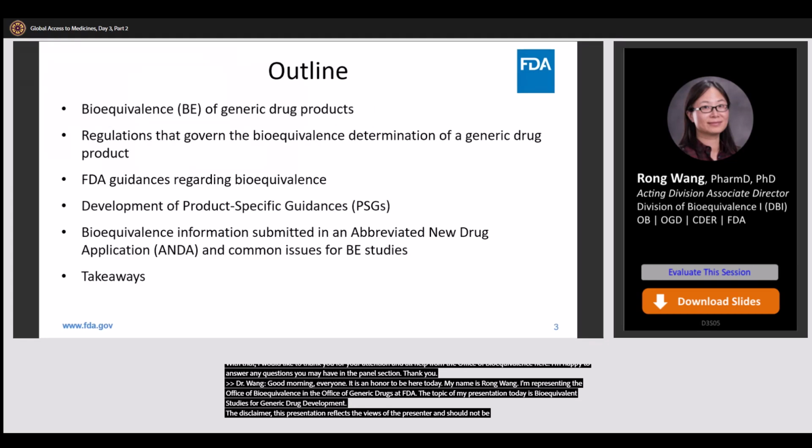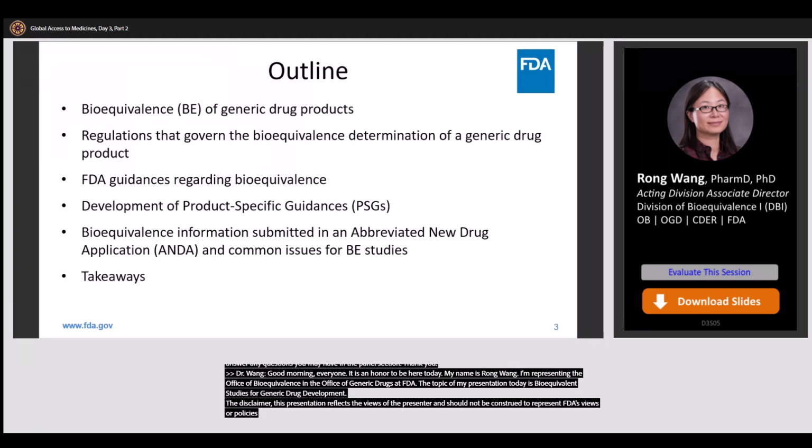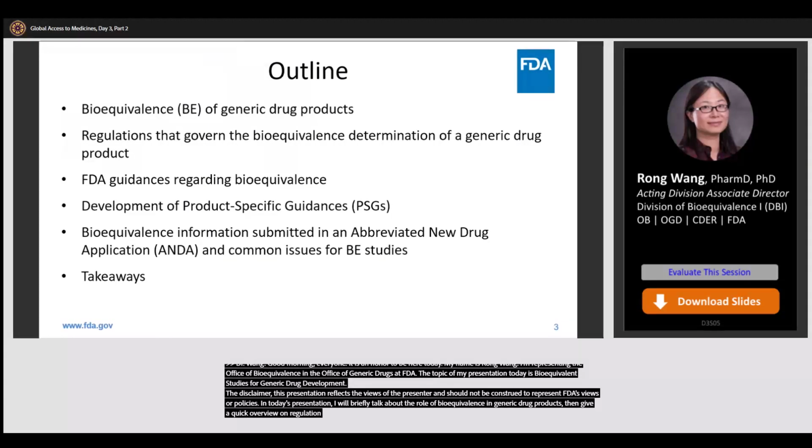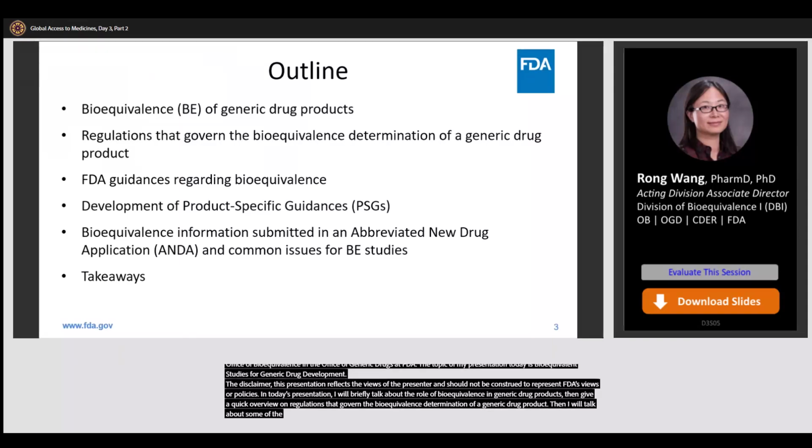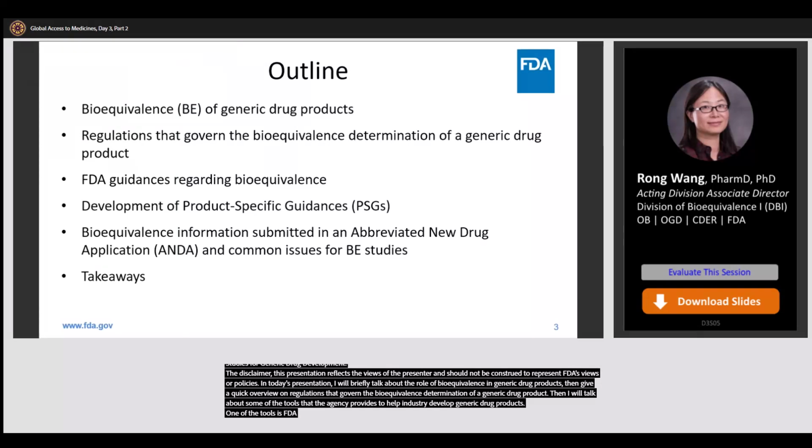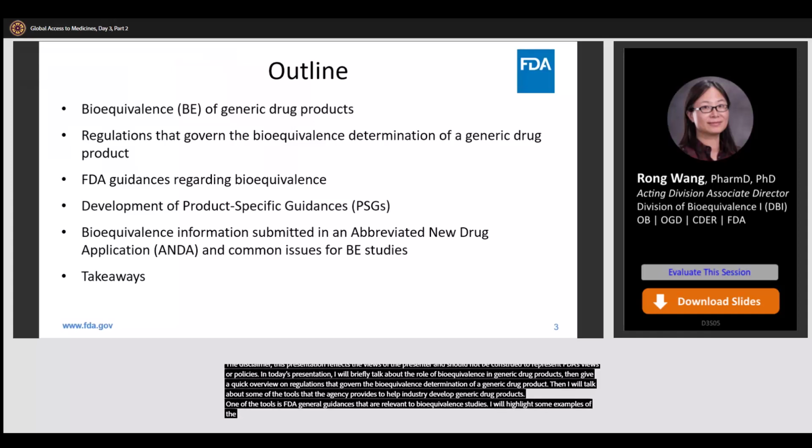This presentation reflects the views of the presenter and should not be construed to represent FDA's views or policies. In today's presentation, I will briefly talk about the role of bioequivalence in generic drug products, then give a quick overview on regulations that govern the bioequivalence determination of a generic drug product. Then, I will talk about some of the tools that the agency provides to help industry develop generic drug products. One of the tools is FDA general guidances that are relevant to bioequivalence studies. I will highlight some examples of the general guidances in the presentation.